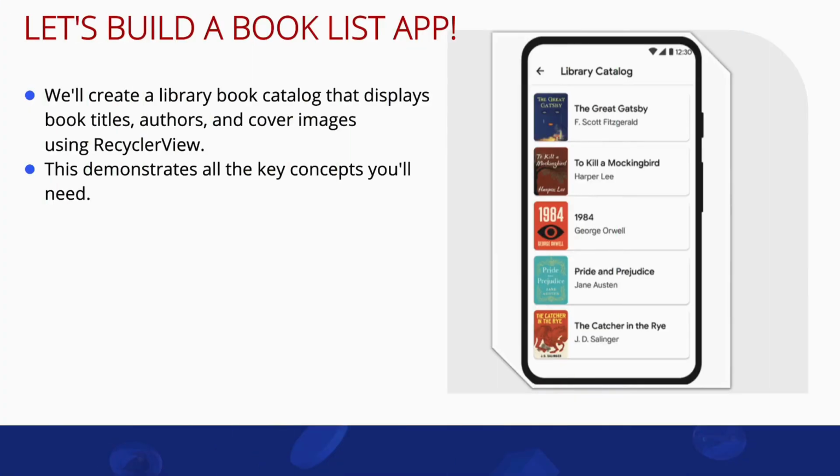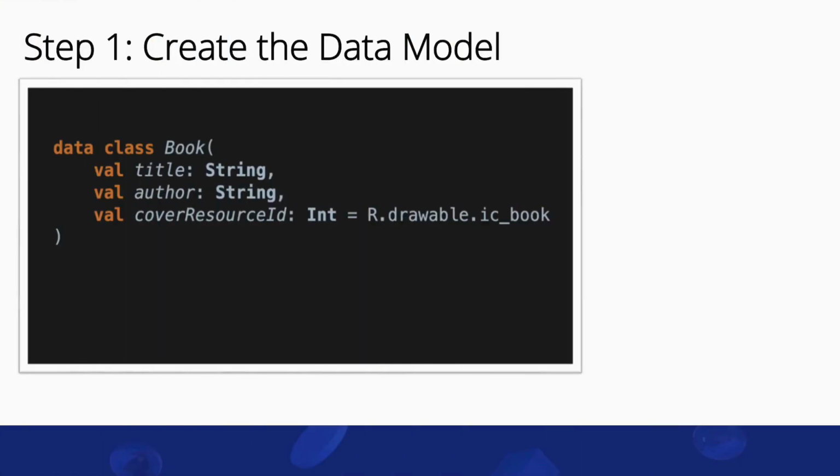Okay, enough theory. Now let's write some actual code. We're going to create a book list app for a library. This will show some book titles, authors, and cover images. A perfect example of when you'd use a RecyclerView. We start with a simple data model, which has title, author, and a cover image with a default value.